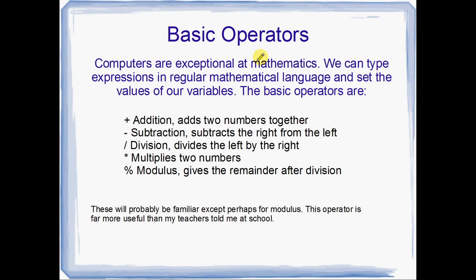Okay, basic operations. So computers are really, really good at math, so they're very, very fast at basic arithmetic. And we can type expressions in pretty much a regular mathematical language to set the values of our variables. And some of the basic operators are the plus, the minus for addition and subtraction. We've got division, which is the slash. I don't know why, but there's never been a division sign on the keyboard, so we use the slash instead. And likewise, there's no multiply sign, so we use the star or the asterisk to multiply two numbers together.